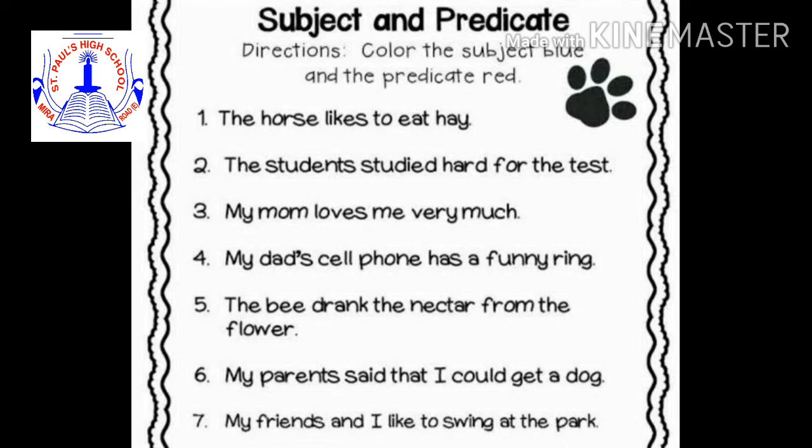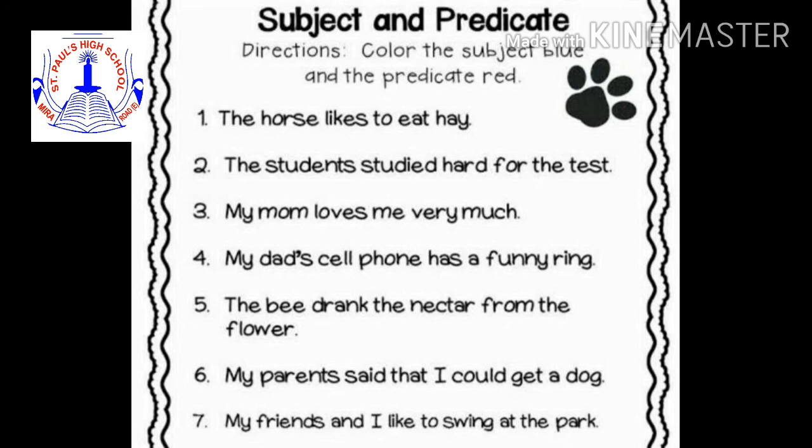My parents said that I could get a dog. Now here I am talking about my parents. The main subject is my parents and I. Okay, so "my parents and I" is the main subject. What did they say? They said that I could get a dog. So "could get a dog" is the predicate.